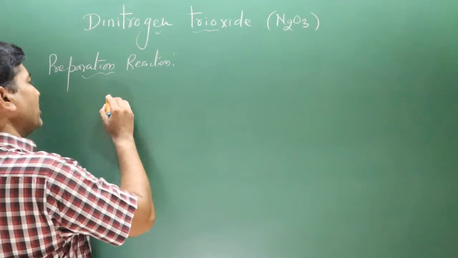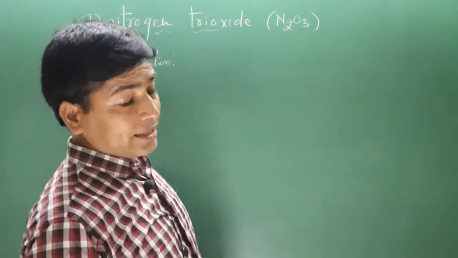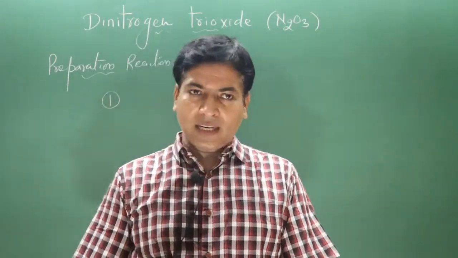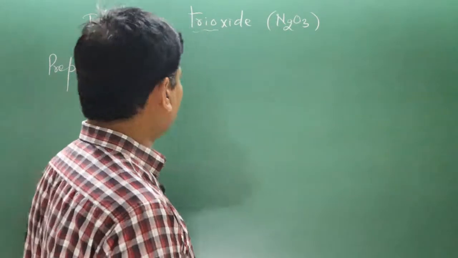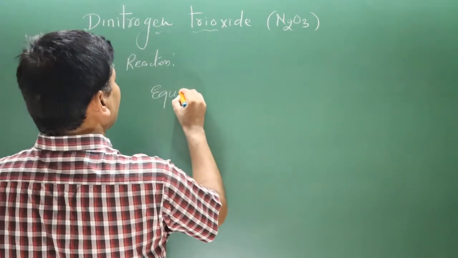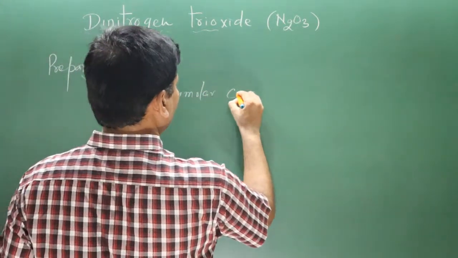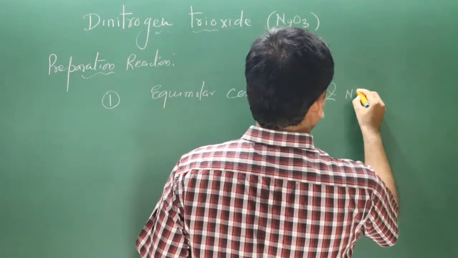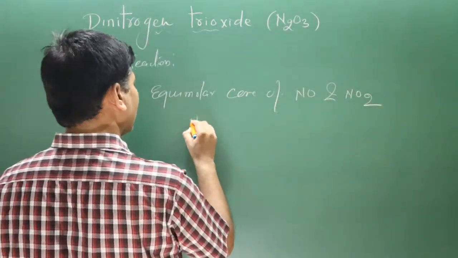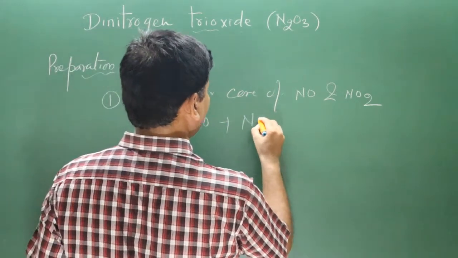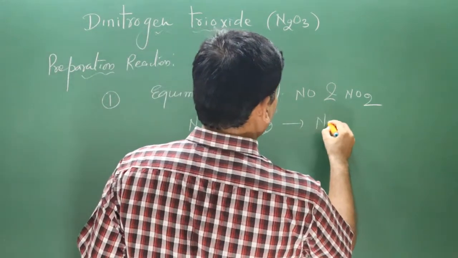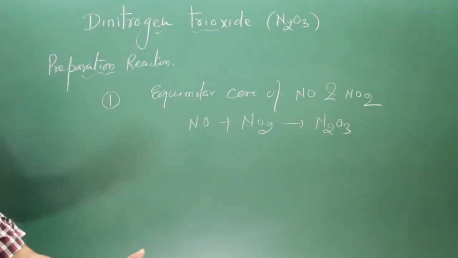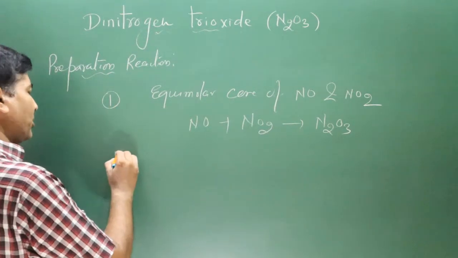The first preparation reaction is the reaction between equimolar concentrations of nitric oxide and nitrogen dioxide. It is a combination reaction. Let me write: equimolar concentration of nitric oxide and nitrogen dioxide. Nitric oxide combines with nitrogen dioxide to produce N2O3, dinitrogen trioxide. Very simple chemical reaction. Now we move on to the second preparation reaction.